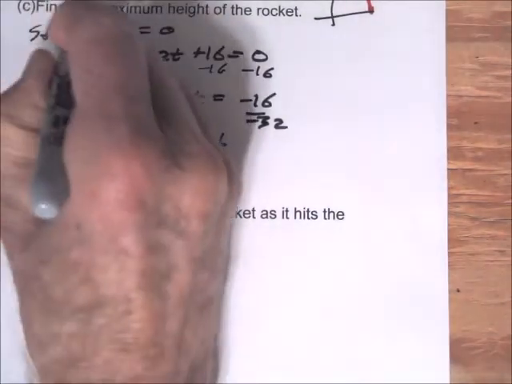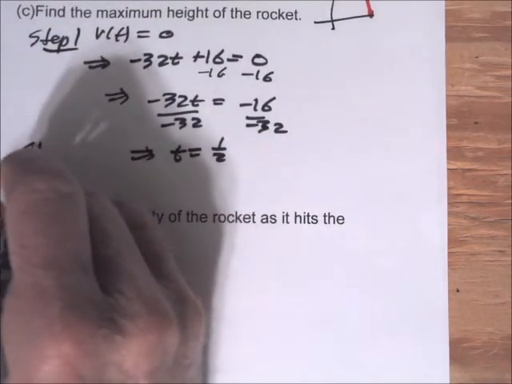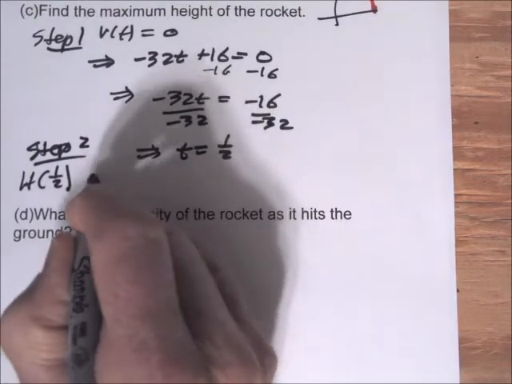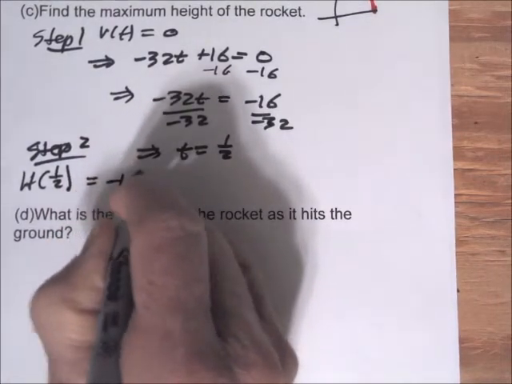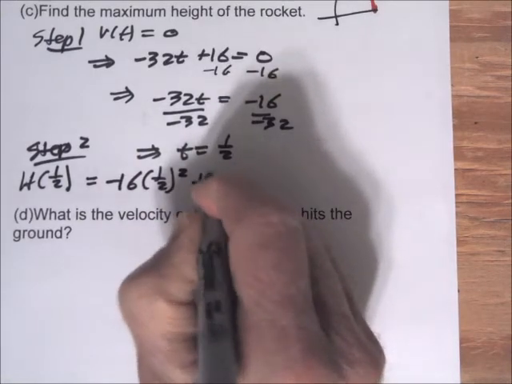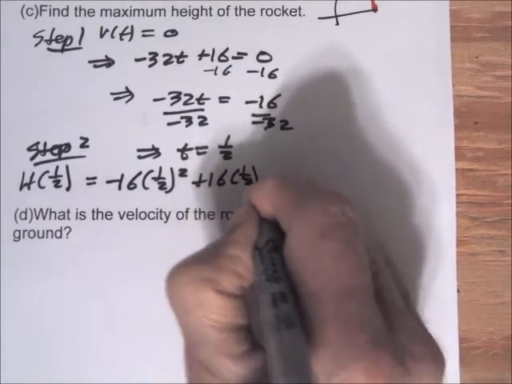Step 2: do h of 1/2, which is minus 16 times (1/2) squared plus 16 times 1/2 plus 32.